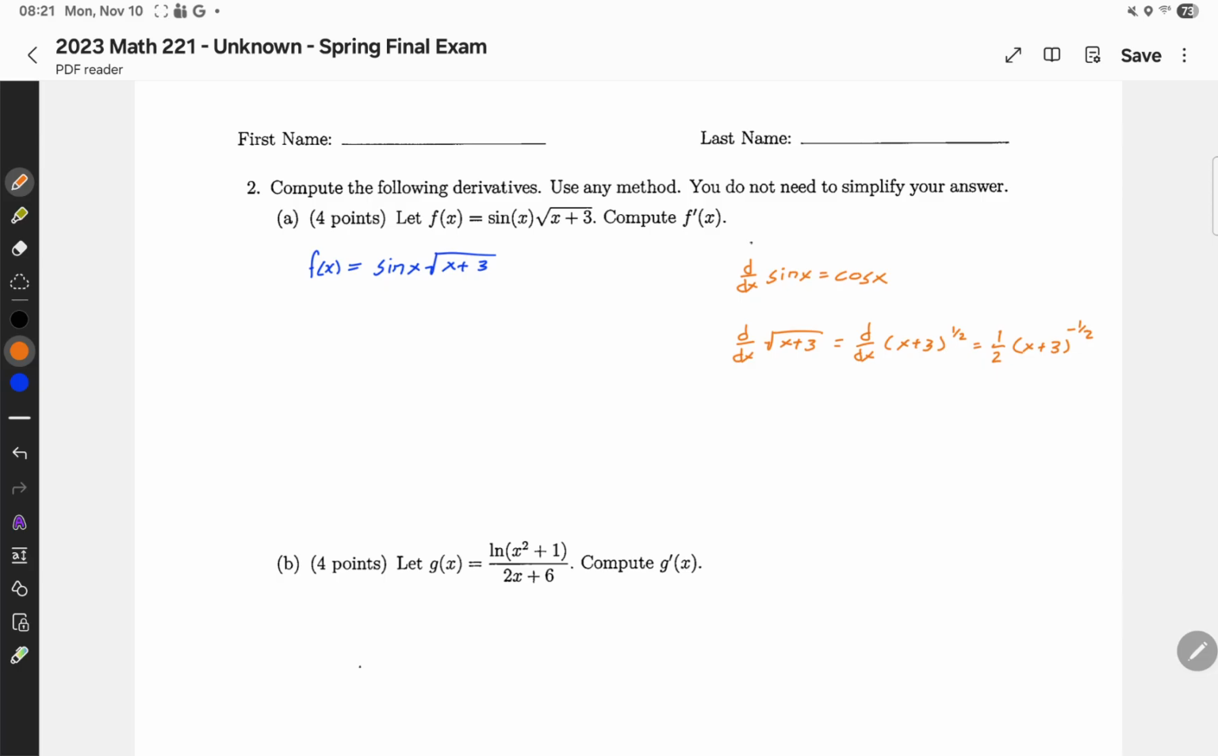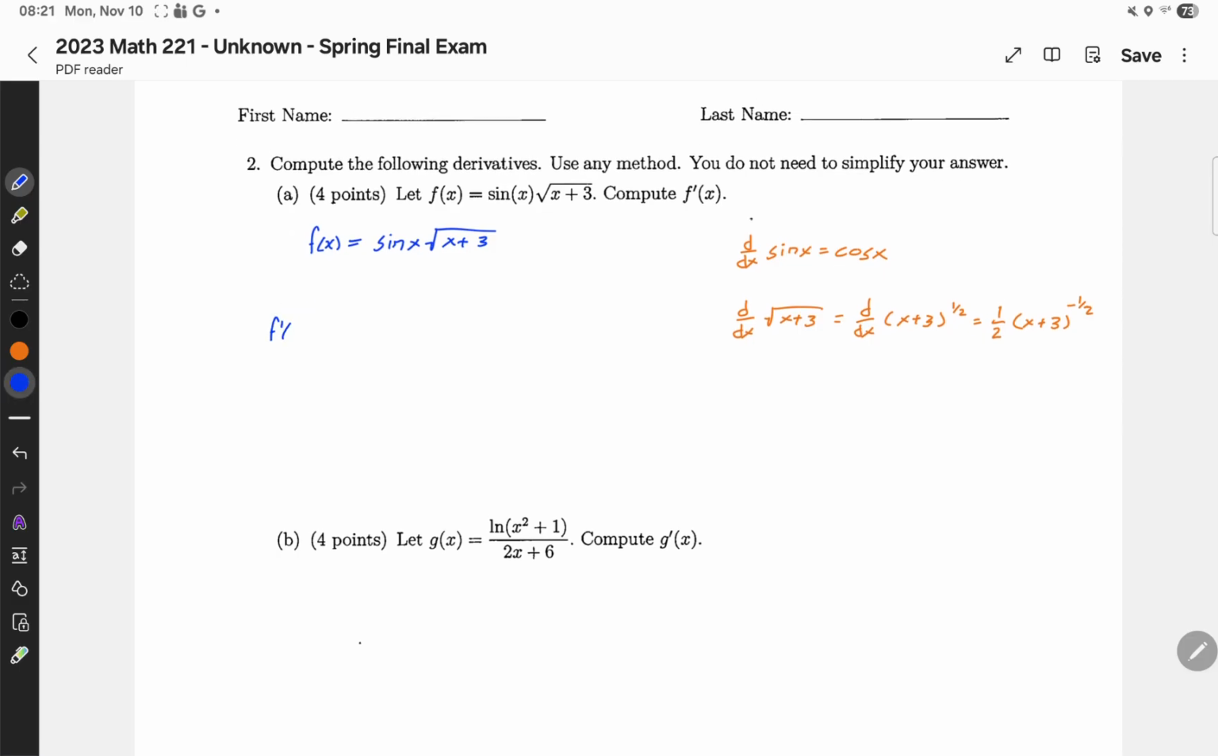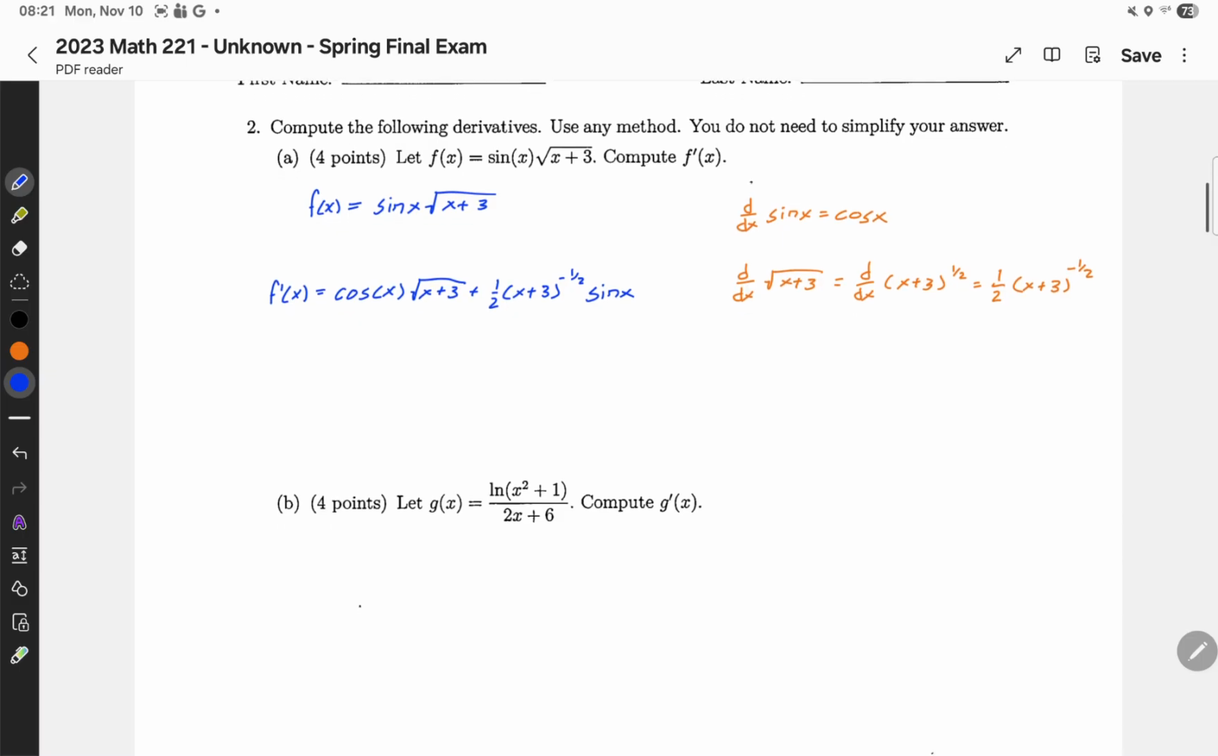And of course we are implicitly using the chain rule here, but the derivative of x plus 3 is just 1, so it doesn't really matter, right? Times 1, same thing as just ignoring it. All right, so now we can rewrite this all. So we have f prime of x is equal to the derivative of the first, which is going to be our cosine of x term, times the second, which is just the square root of x plus 3, plus the derivative of the second, which is going to be 1/2 times (x plus 3) to the minus 1/2 times the first, which is just sine of x. And yeah, that's going to be about it. We don't need to simplify, so we're all good.